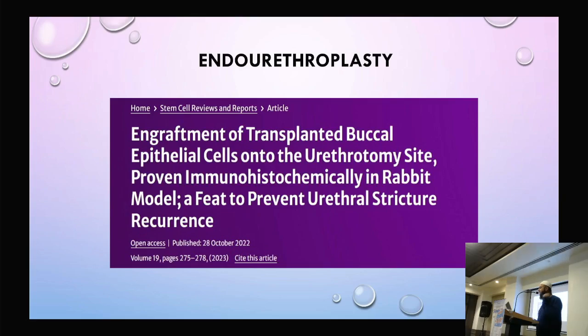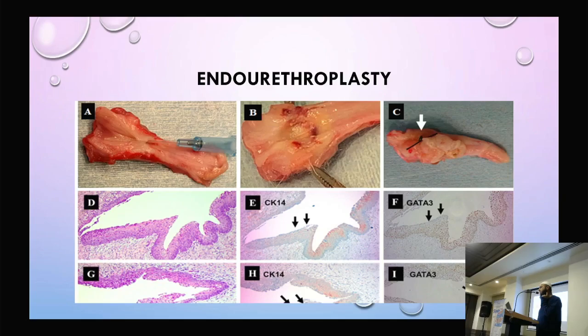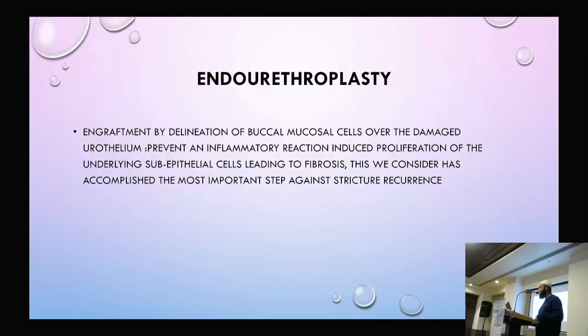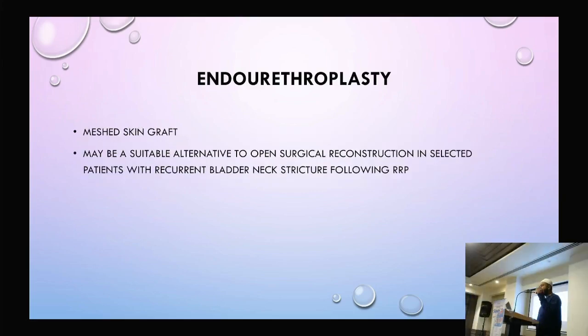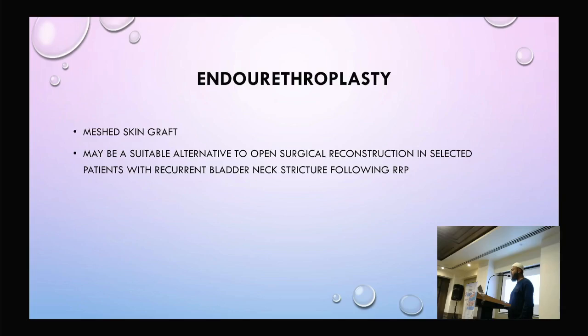Again, they have done the same in rabbits. They induced artificial strictures, injected the buccal graft, and have shown good, promising results. Again, we have seen endourethroplasty in the case of recurrent strictures, where mesh skin graft can also be used as an endourethroplasty, and generally the data is available for bladder neck contracture patients post radical retropubic prostatectomy, and they have good outcomes.